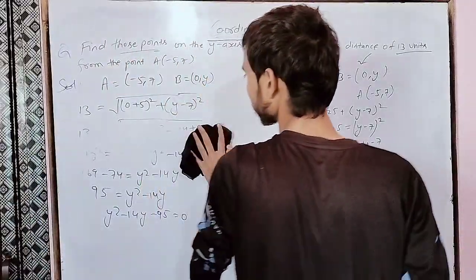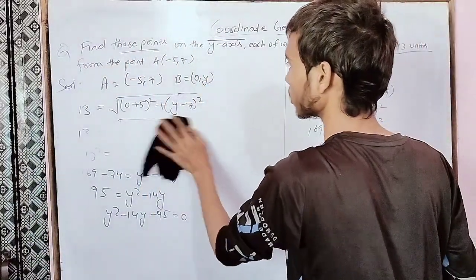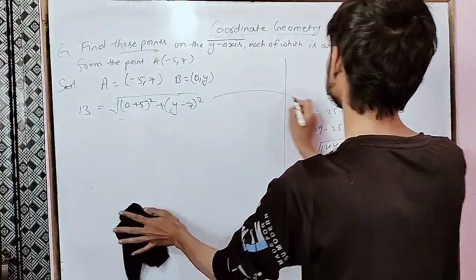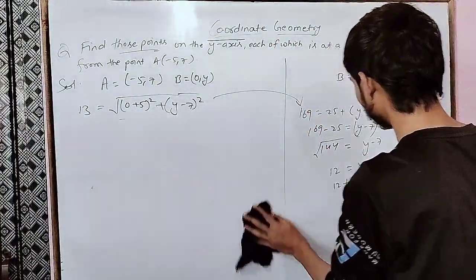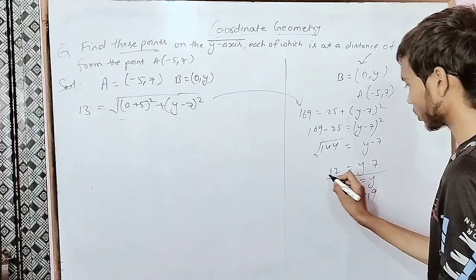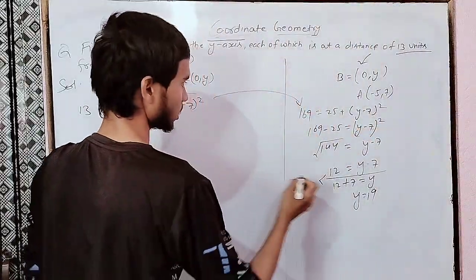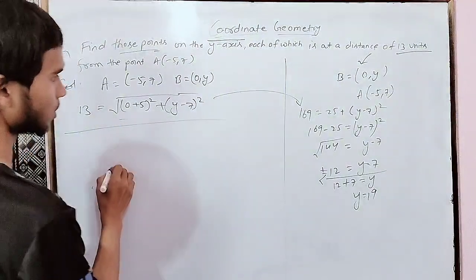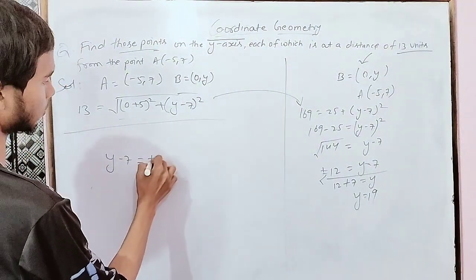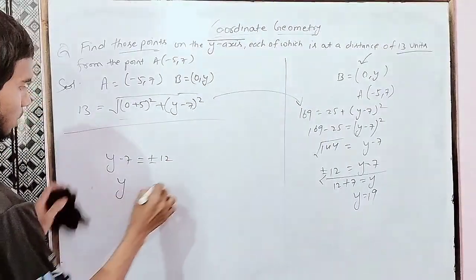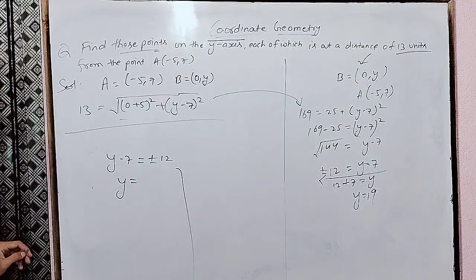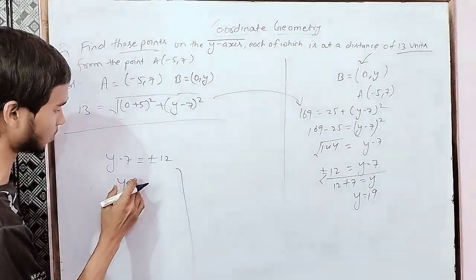Yes, from this method, this is correct. It is saying from here that this is minus y minus 7, so plus minus 12. Here it means we can find y two times.